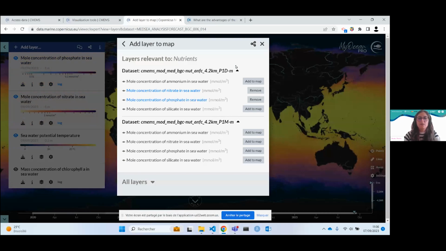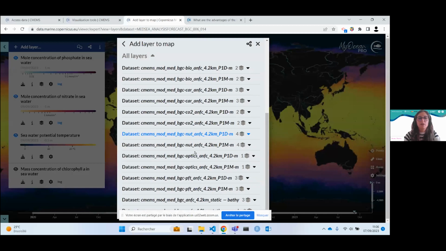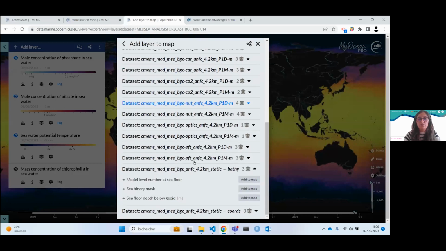You will notice that only datasets relating to our nutrient filters are visible. To view other datasets, you can click on All Layers. This version of MyOcean Viewer Pro now allows you to display the bathymetric data here. So let's take a look at the seabed depth layer here.